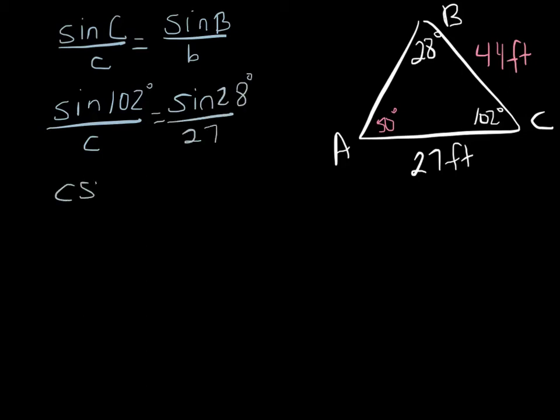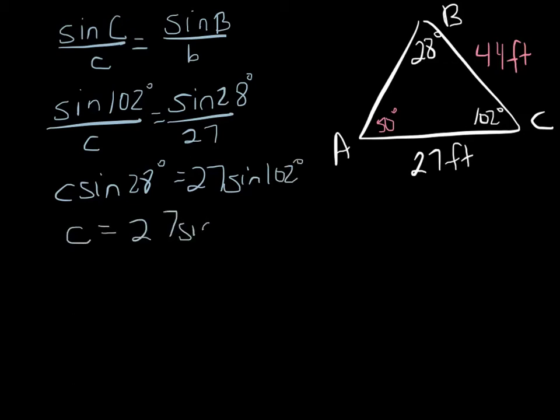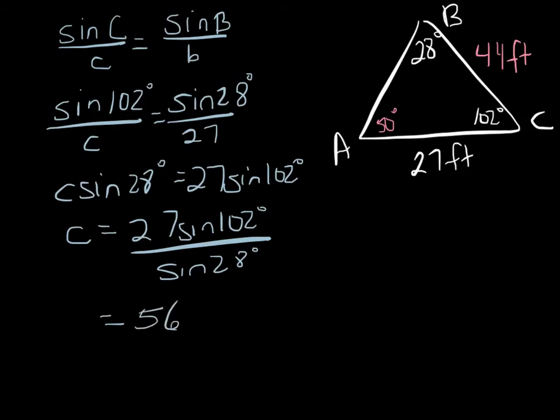Cross multiply. Divide. Notice no calculator yet. Now we use our calculator. And rounded to the nearest whole number, we're going to get that c is 56 feet. So now we have solved this triangle. We found the two missing sides and the one missing angle.